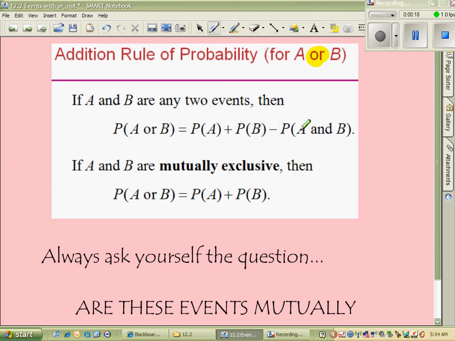And there's two times we're going to use the addition rule. If the two events are not mutually exclusive, we use the addition rule, but then we have this special little piece where at the end we have to subtract the probability of both occurring. Then we have the addition rule when they are mutually exclusive, and we'll try to separate and decide when those occur. The main thing to ask yourself every single time is, are these events mutually exclusive?